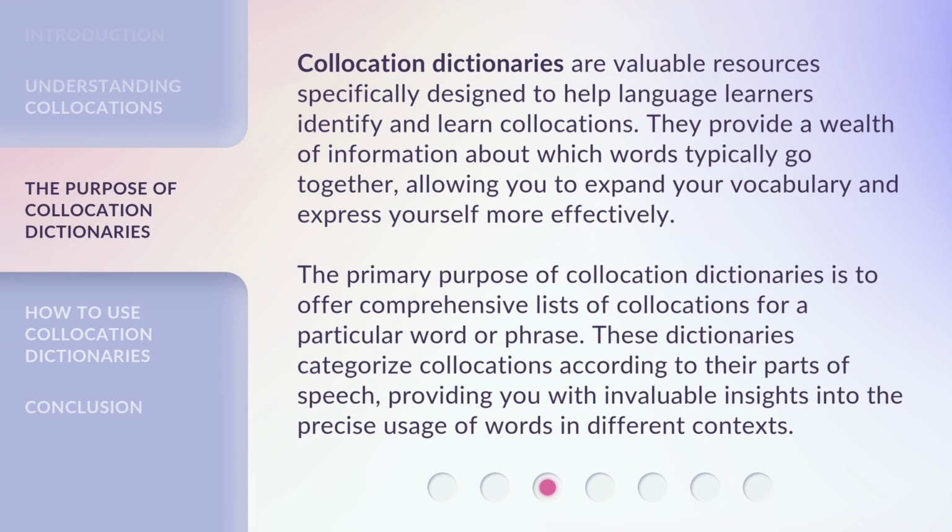Collocation dictionaries are valuable resources specifically designed to help language learners identify and learn collocations. They provide a wealth of information about which words typically go together, allowing you to expand your vocabulary and express yourself more effectively. The primary purpose of collocation dictionaries is to offer comprehensive lists of collocations for a particular word or phrase. These dictionaries categorize collocations according to their parts of speech, providing you with invaluable insights into the precise usage of words in different contexts.